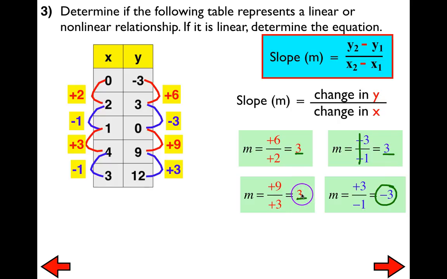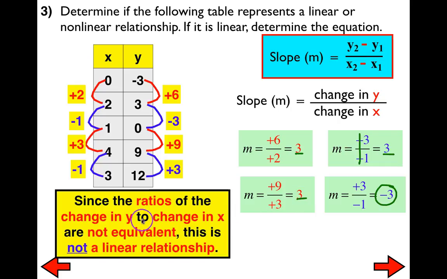The answer is no. So since the ratios are not equivalent, I would say it's not a linear relationship. But again, I would rather you use the words that it's a non-linear relationship. And if you were asked to explain why, you would say because the ratios were not equivalent. Okay? Moving on.